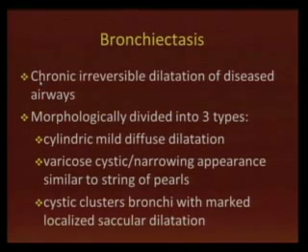And this is very important, it's irreversible. Morphologically speaking, we can divide it into three different types. The least involvement is called cylindric bronchiectasis, a minimal dilatation of the airway. Then we have the varicose bronchiectasis, where you see a cystic lesion plus a narrowing, like a string of pearls. And finally, we have the cystic, with multiple cystic lesions, mainly in the lower lungs, but they can be seen anywhere.